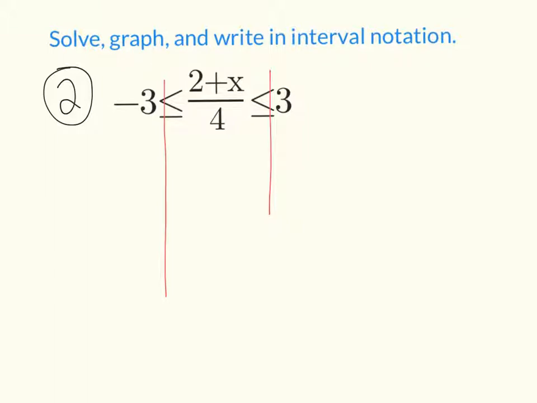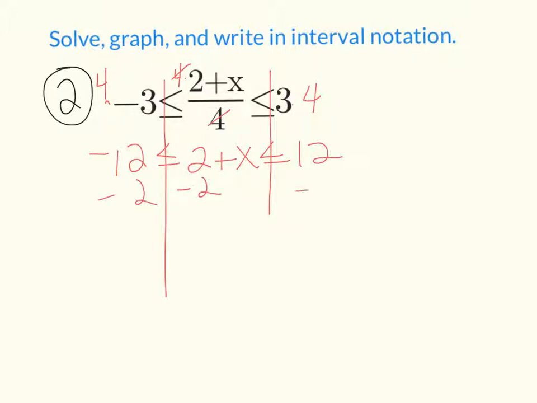We're solving for x, so we have to get rid of the 4, so I'm going to multiply by 4. If I multiply the middle by 4, I have to multiply the left and the right side by 4. Now I have to get rid of the 2, so I'm going to subtract 2 from the middle, so I have to subtract 2 from the other sides. This gives me negative 14, less than or equal to x, less than or equal to 10.